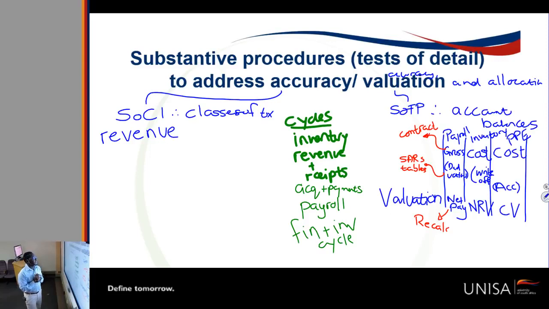And that one is a really easy one because that just involves recalculations. It involves a lot of recalculations relating to our invoices. Okay. I hope this has cleared up a lot of things regarding assertions, regarding what substantive procedures are, and regarding just general understanding of all of these.